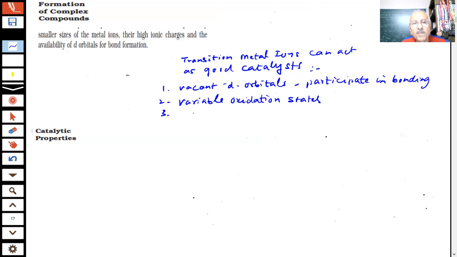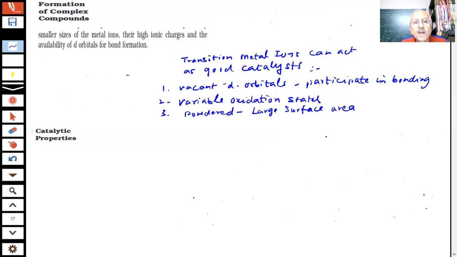And in the powdered form, students, what will happen? They will have a large surface area. The surface area is important because, if you take Raney nickel powder or palladium, all these are used as catalysts in hydrogenation. You have heard about this: variable oxidation state, vacant d orbital, surface area.